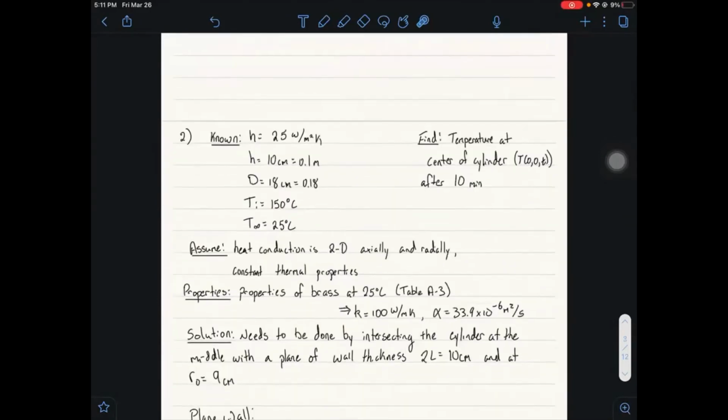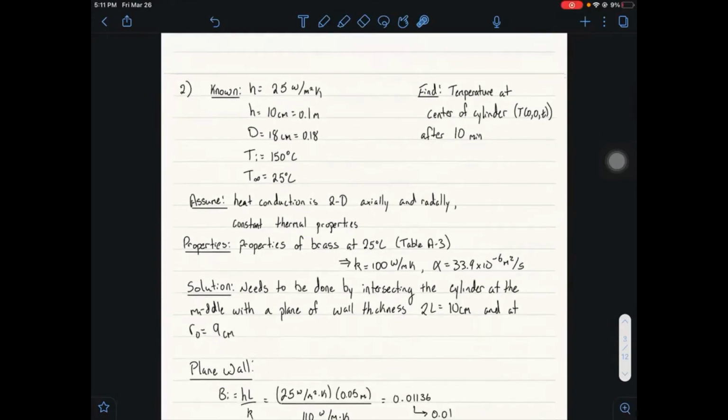For my second problem, you have a brass cylinder and you stick it in your stove. I give you certain temperatures, and I ask what the temperature at the center of the cylinder would be after 10 minutes. My assumptions are that heat conduction is 2D, axially and radially, and that we have constant thermal properties. I needed to find the properties of brass at 25 degrees, and that was on table A3.